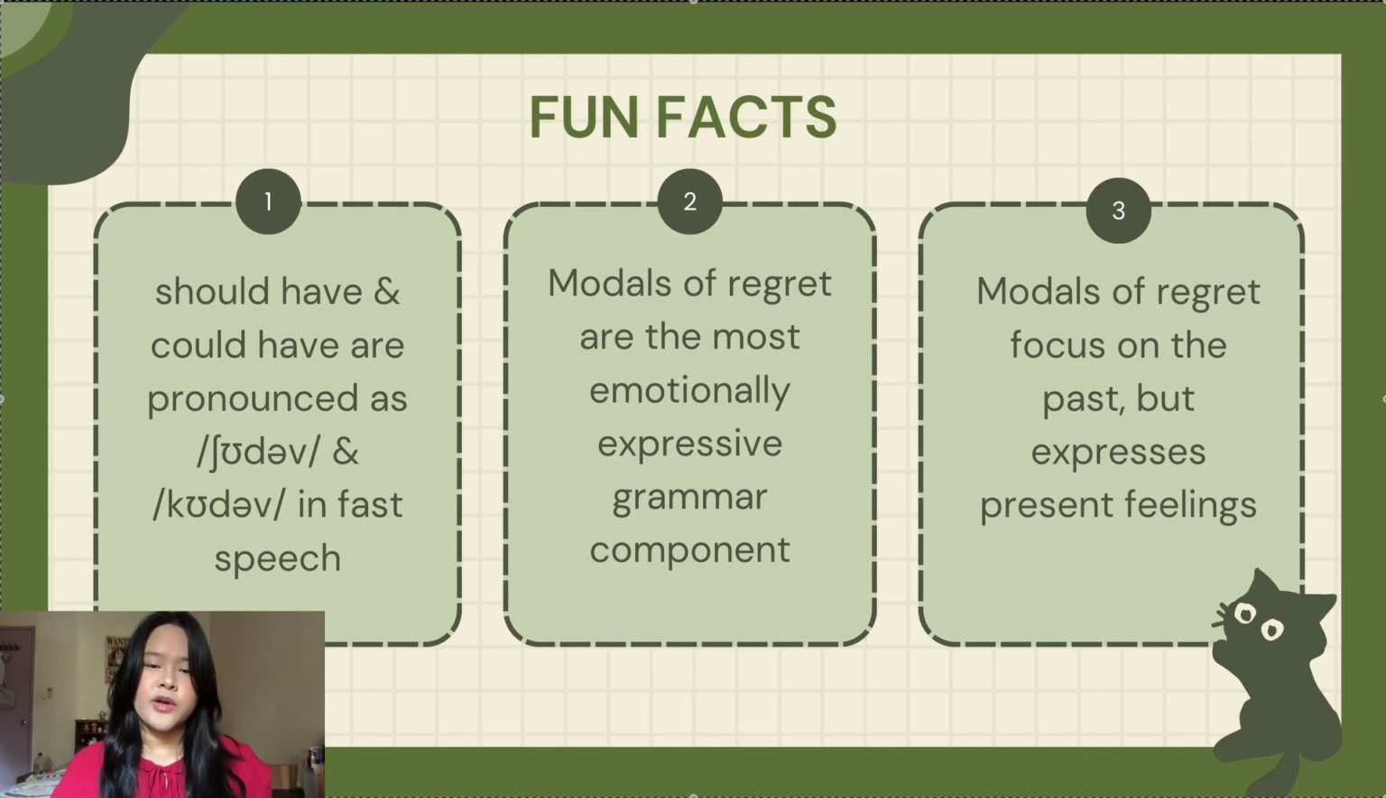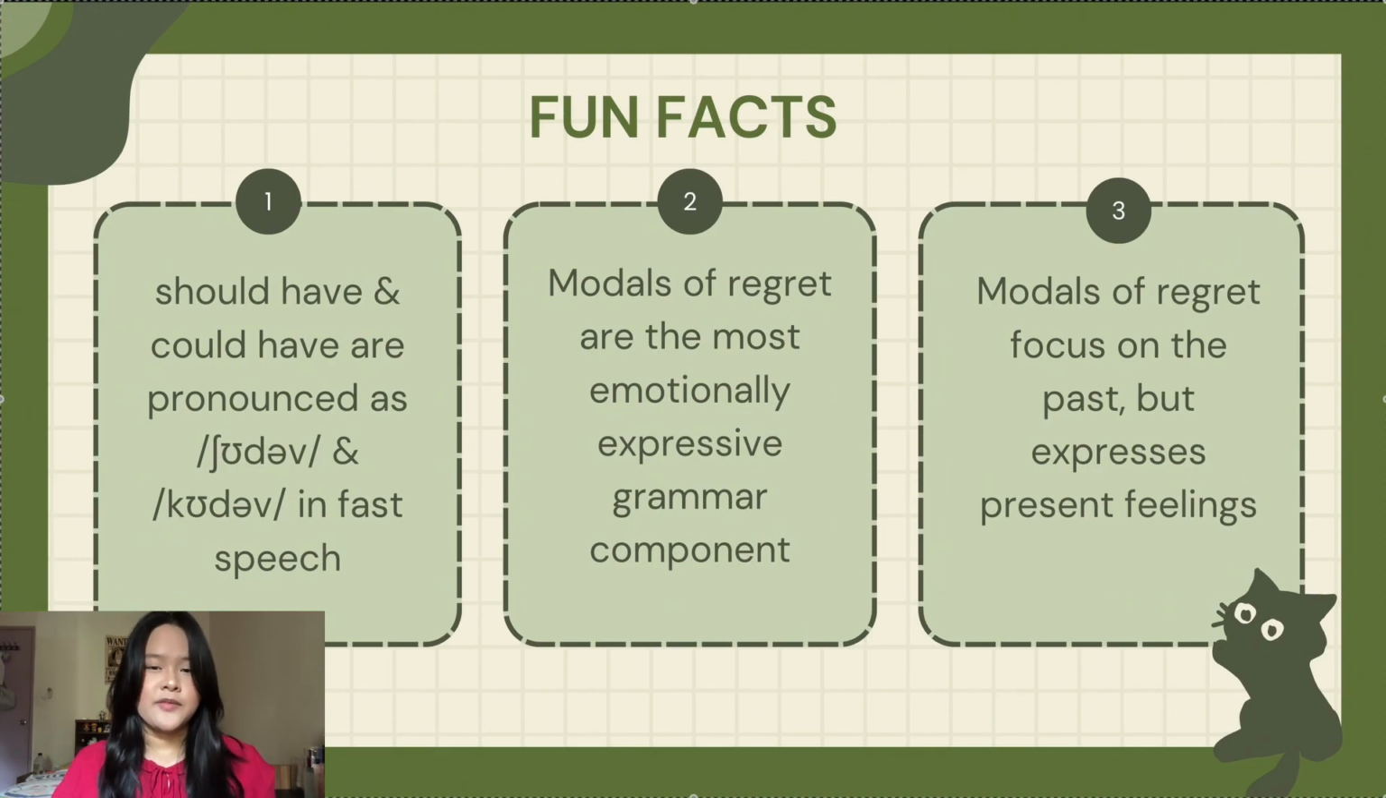Secondly, modals of regret are the most emotionally expressive grammar component, hence why they are often used in reflective writing, storytelling, and emotional dialogues in films. Lastly, modals of regret focus on the past but express present feelings. For example, I should have listened to my mother's advice. Now I realized how right she was. This demonstrates how modals of regret link a past action to a present consequence. The speaker failed to listen earlier and now regrets it in present time.